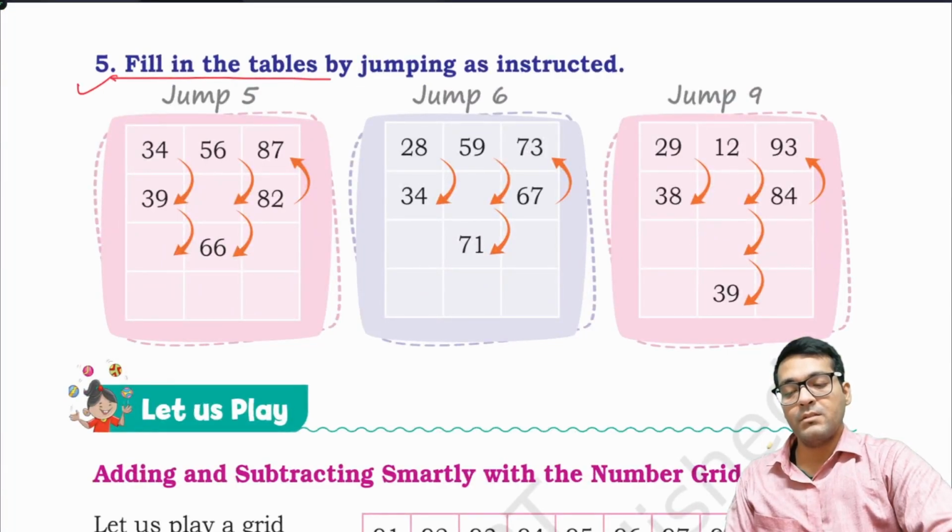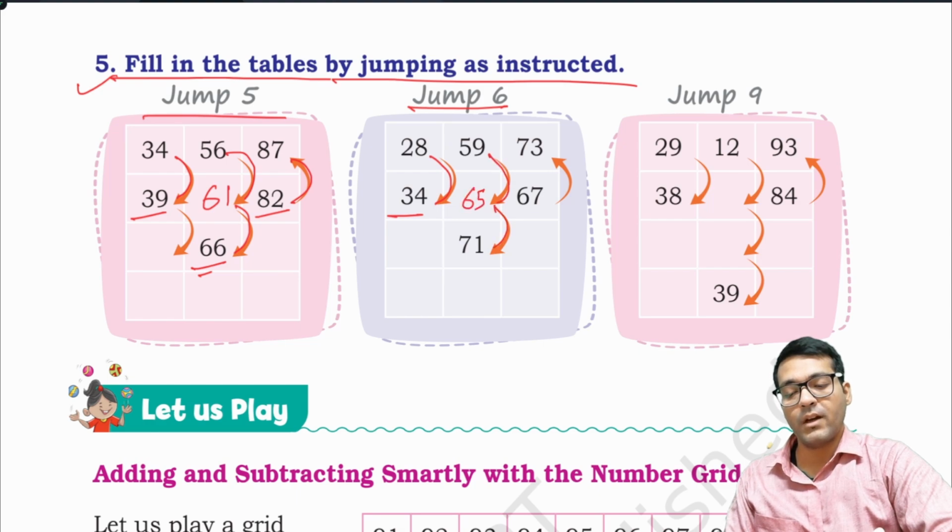Fifth, fill in the tables by jumping as instructed. Jump 5. 34 plus 5, 39. 56 plus 5, 61. 61 plus 5, 66. 82 plus 5, 87. Jump 6. 28 plus 6, 34. 59 plus 6, 65. And 65 plus 6, 71. Similarly, 67 plus 6, 73.